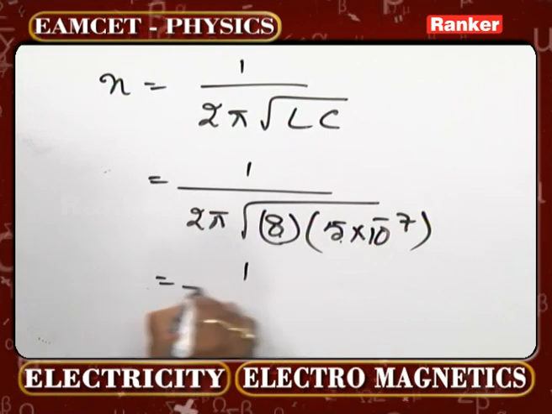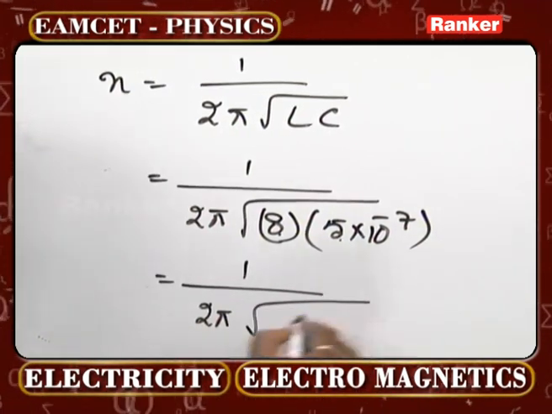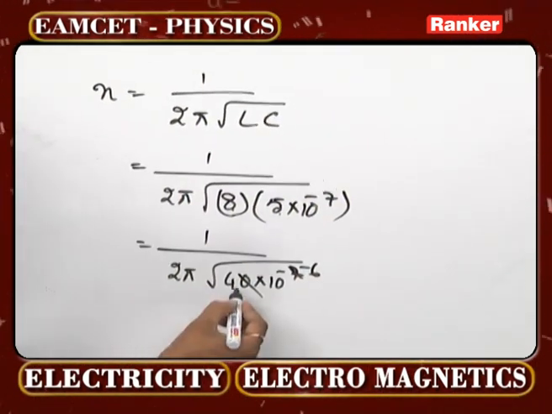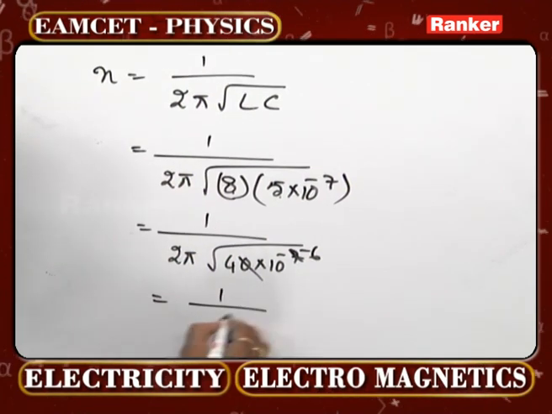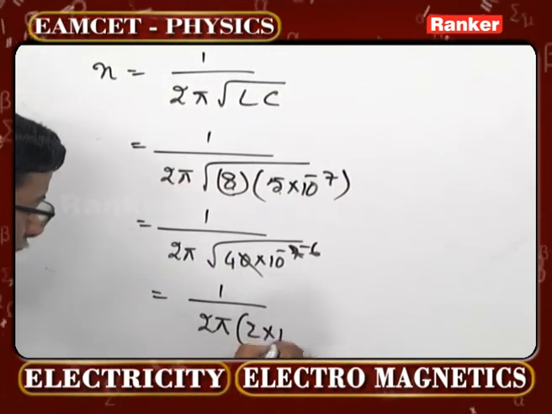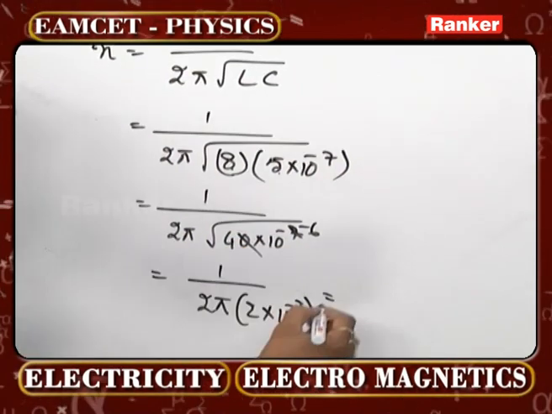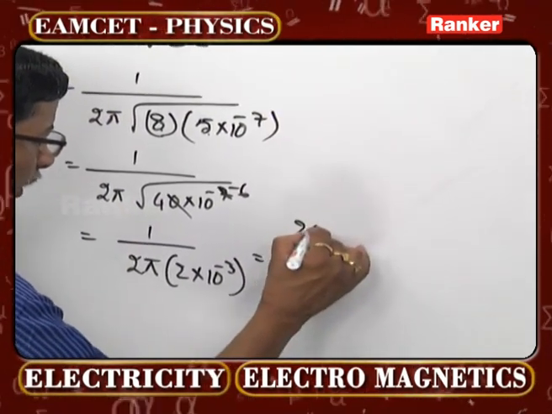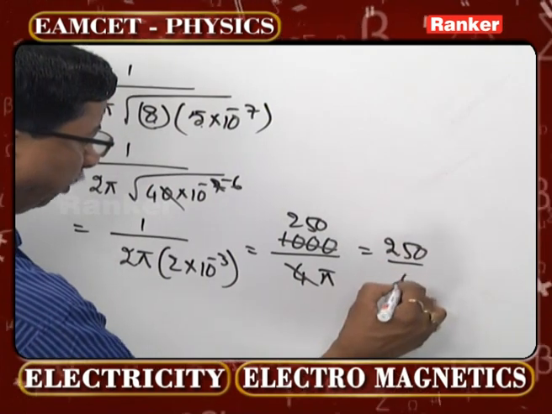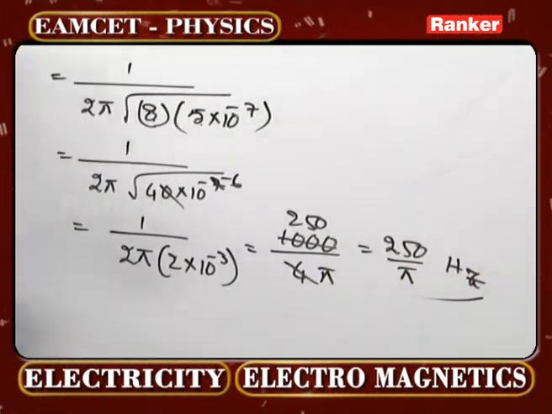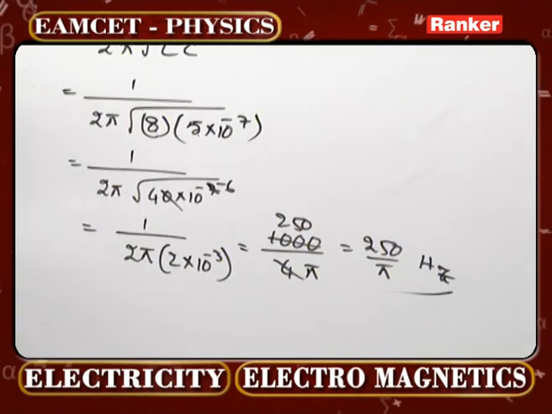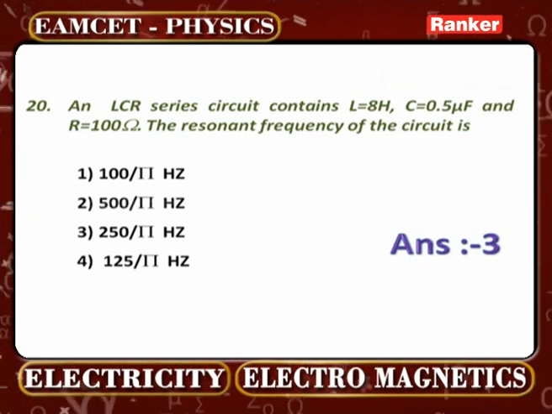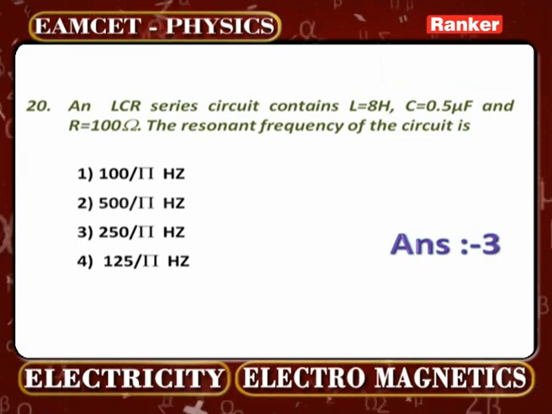8 times 5 is 40. So 1 by 2 pi root of 40 into 10 power minus 7. You can cut this one, minus 6 times. So 2 into 10 power minus 3 will come out. 1 by 2 pi into 2 into 10 power minus 3. Bring this 10 power minus 3 up. It becomes 1000 by 4 pi. 4 cancels 250 times. So 250 by pi hertz will now be the corresponding resonating frequency for question number 20 please. So for the 20th question, 250 by pi, the third option is the correct option for us.